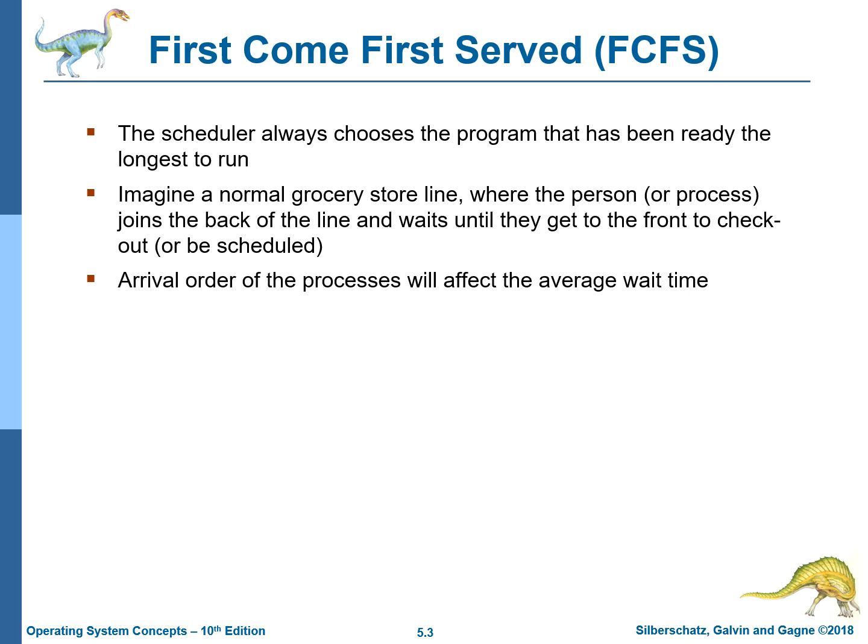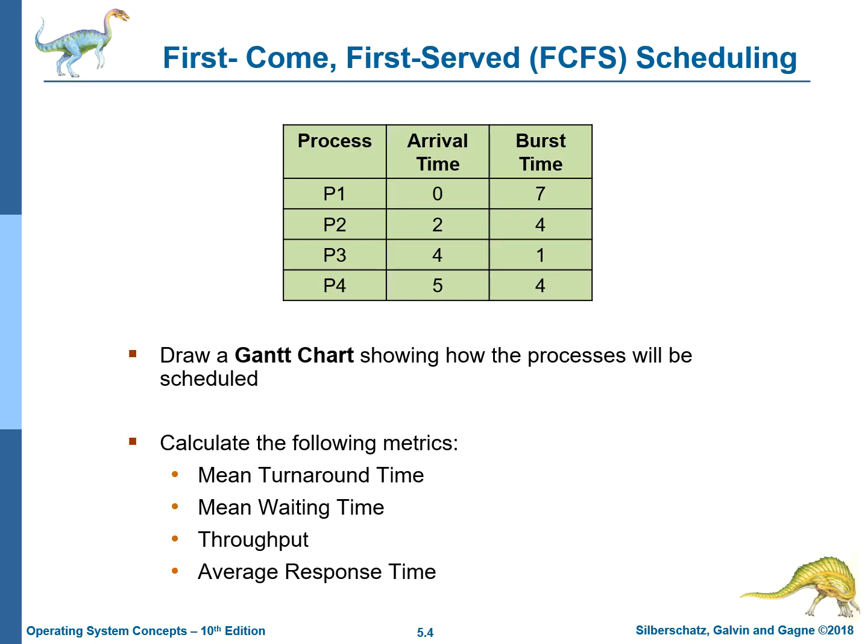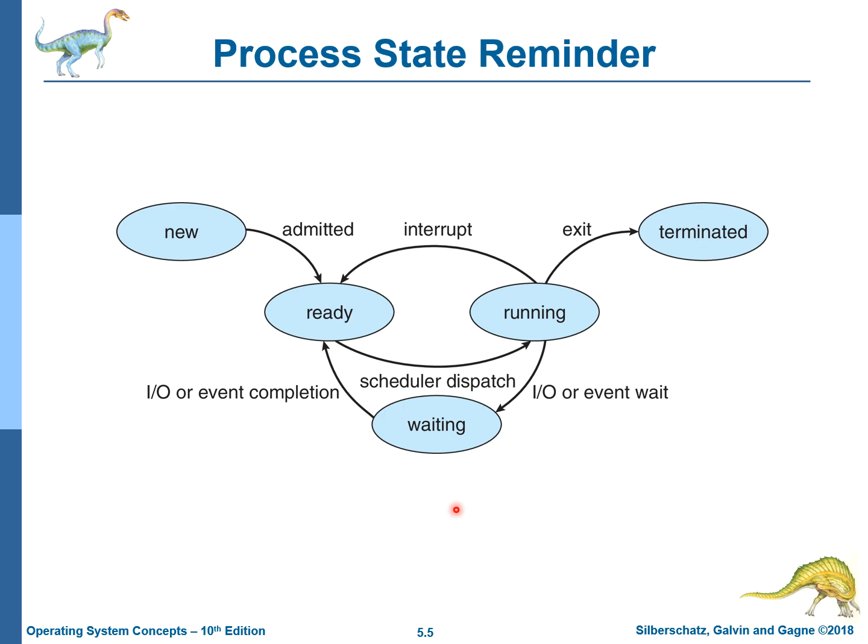And here, when we say we choose a program that's been ready to run the longest, what we're actually referring to here is our process states. If you remember our process states, new processes get admitted to our system and they get placed in the ready queue. These ready processes will be managed by our scheduler. Our scheduler is the one who chooses which process gets to run next on the CPU. They make this transition, the scheduler dispatch transition.